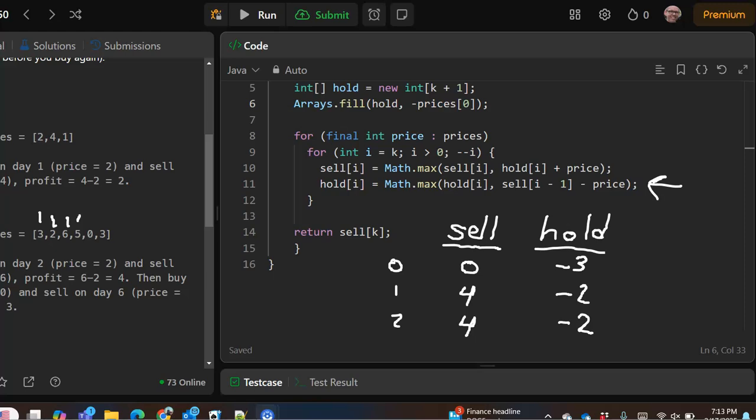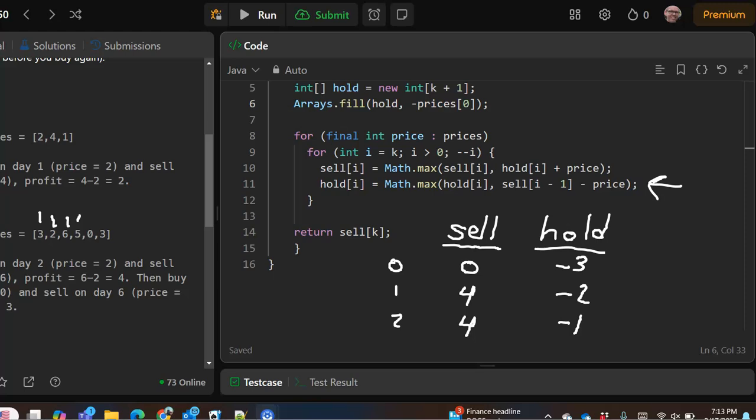Let's update the hold. The hold is the max of whatever is already in the hold or our previous balance 4 minus the price, which is 5. And that is better. So let's update that. Because if we had 4 and we bought at 5, then we are at negative 1 here. All right, up to the next one.